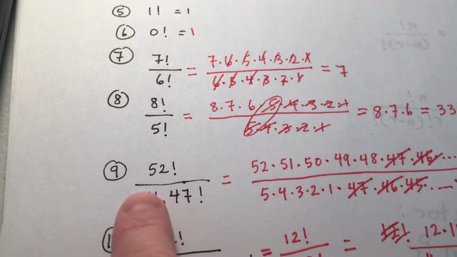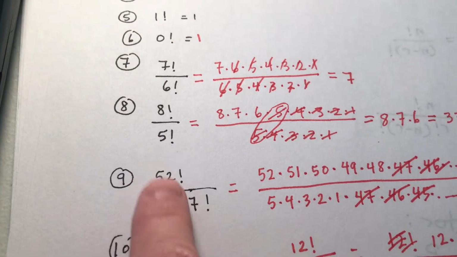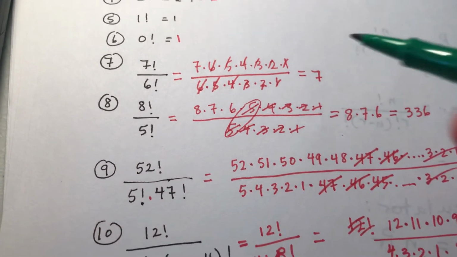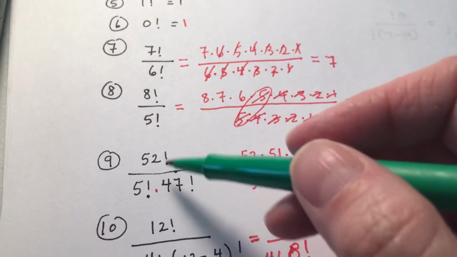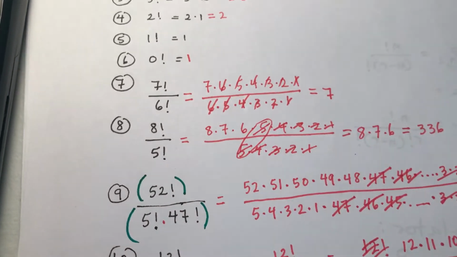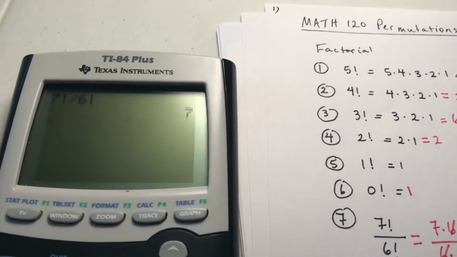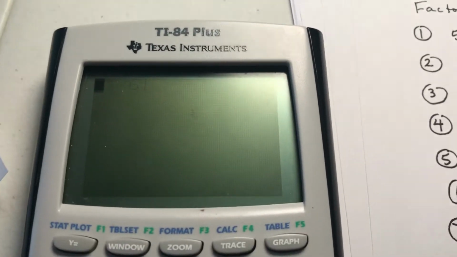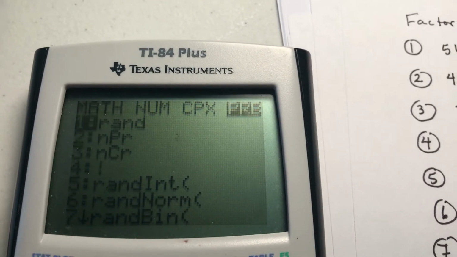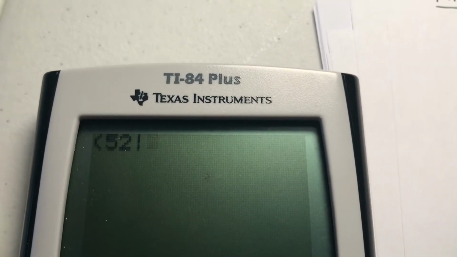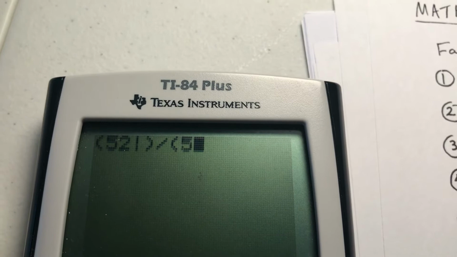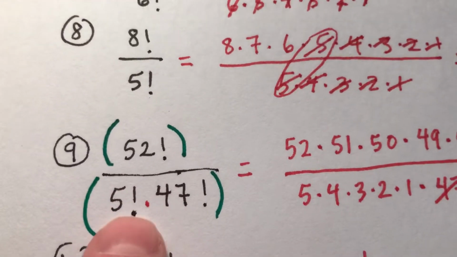Now this gets a little bit more difficult when you have more than one thing in the denominator, because the calculator doesn't know numerator from denominator. So when you have a denominator, you want to put parentheses here and parentheses there. All right. So I'm going to go 52, parenthesis. So parenthesis, 52, math, probability, number 4. So 52 factorial, parenthesis, divided by parenthesis, especially in the denominator, then 5. So I'm doing this one, factorial.